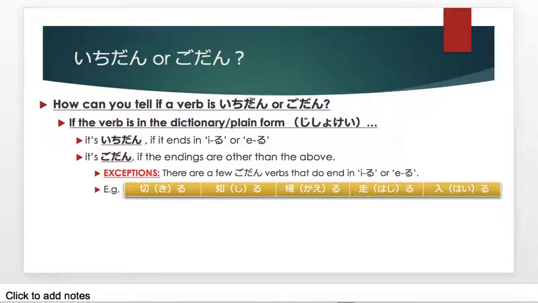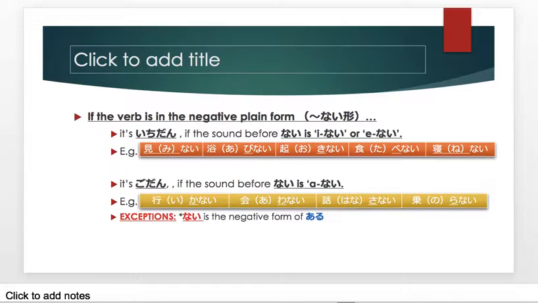So how can you tell if a verb is ichidan or godan? If the verb is in the dictionary or plain form, jishoukei, it's ichidan if it ends in iru or eru. It's godan if the endings are other than the above. Of course, there are exceptions, which are the following and more. So again, kiru, shiru, kaeru, hashiru, and hairu.